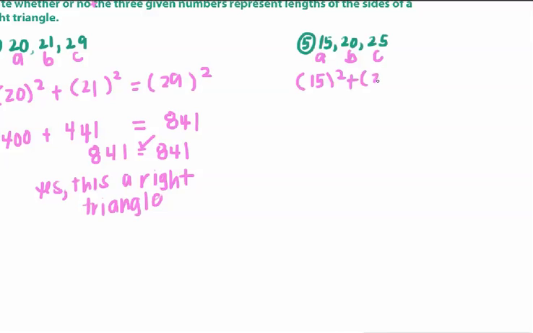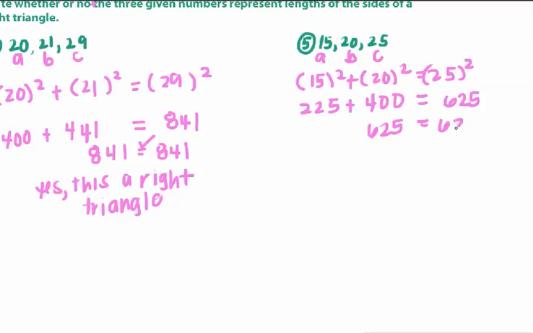So we got 15 squared plus 20 squared equals 25 squared. And then work this out. So 15 squared is 225. 20 squared is 400. And then 25 squared is 625. If we look at the left side, 225 plus 400 is 625. And these two are definitely equal. So yes, again, this is a right triangle.